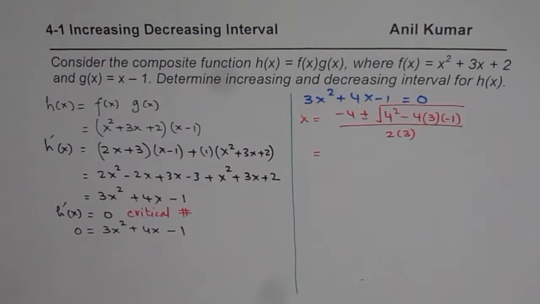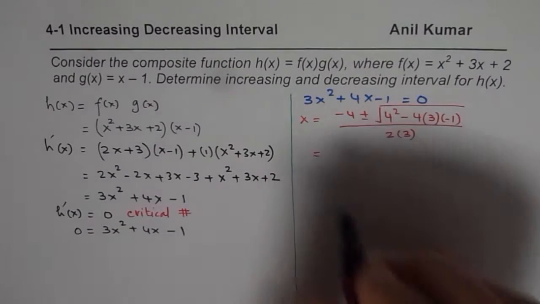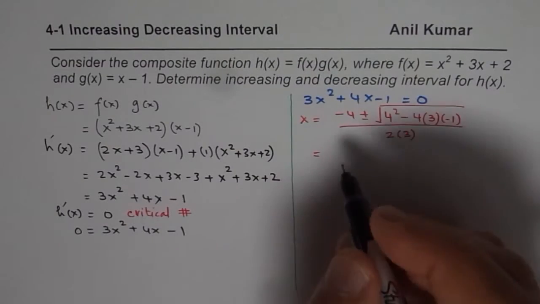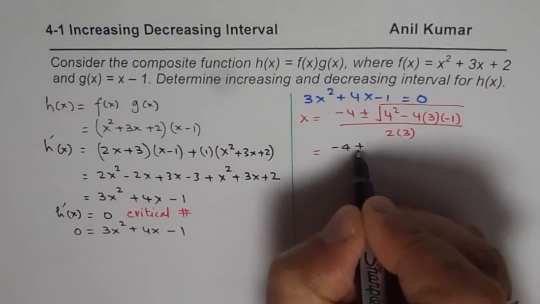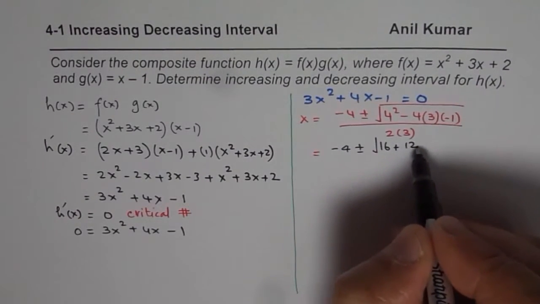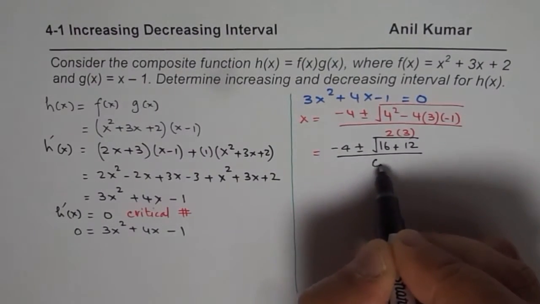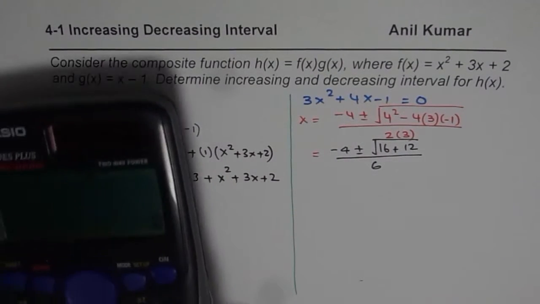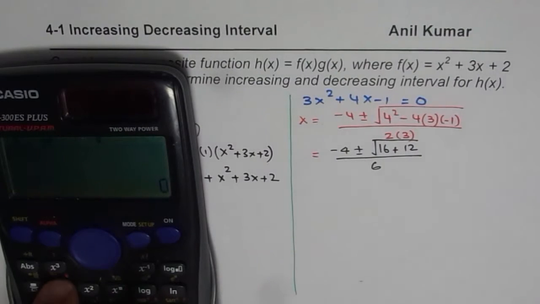We can use a calculator to find this answer. Let's simplify it a bit more first, and we'll get back to the calculator later. So we have minus 4 plus or minus the square root of 16 minus minus, which becomes plus, 4 times 3 is 12, over 6. So which is 28, and as you know, 28 is not a perfect square, so we'll use the calculator now. The square root of 16 plus 12, which is 28, is what? We'll write the decimal equivalent 5.29.